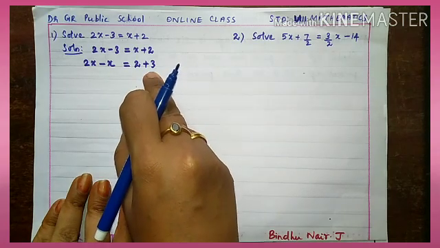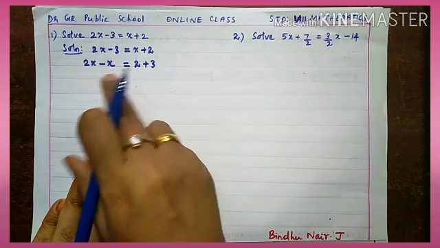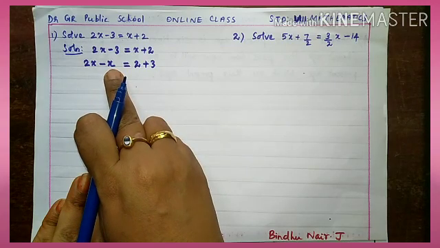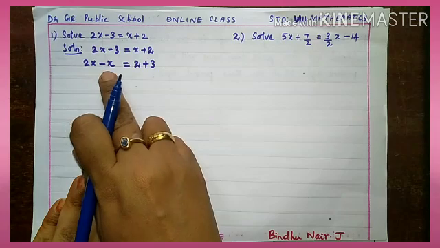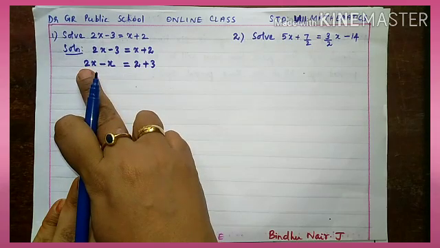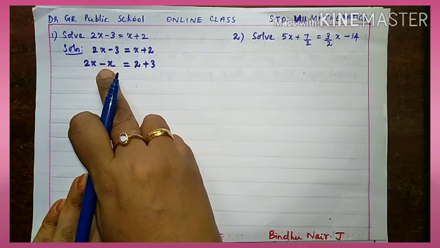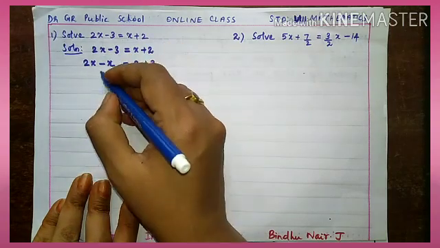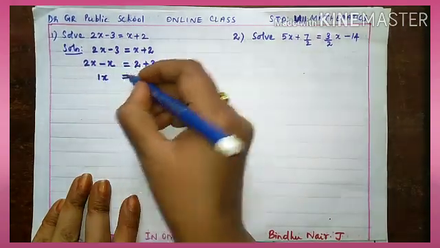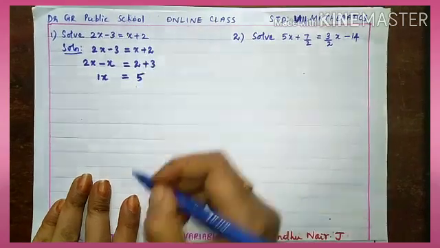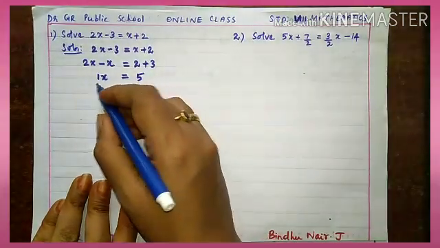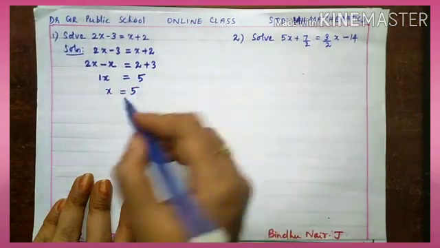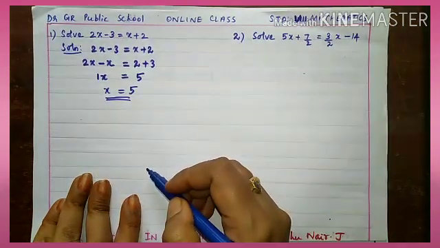Now you know how to add and subtract. What is 2x minus x? You know x means the coefficient is 1. So you just add or subtract the coefficients. Here the coefficient is 2 and here minus 1. What is 2 minus 1? Yes, it is 1. So you get 1x equal to 2 plus 3, which is 5. What is 1x? It is x. So x equal to 5. This is the solution of the problem.